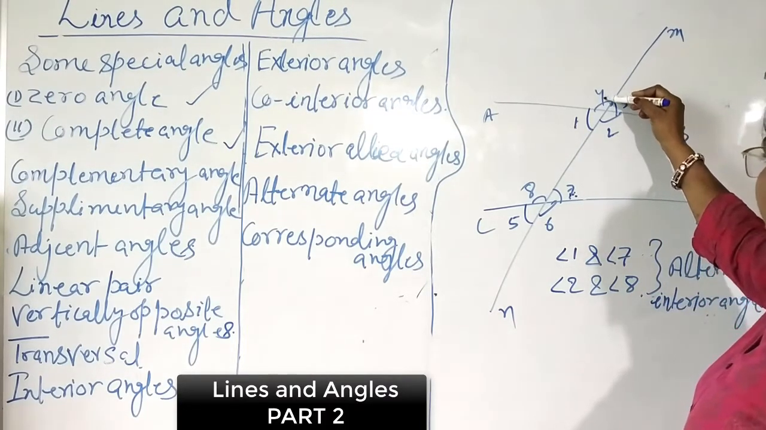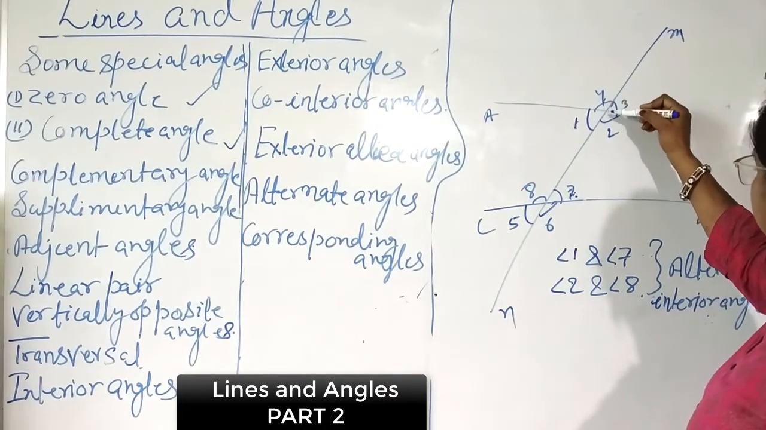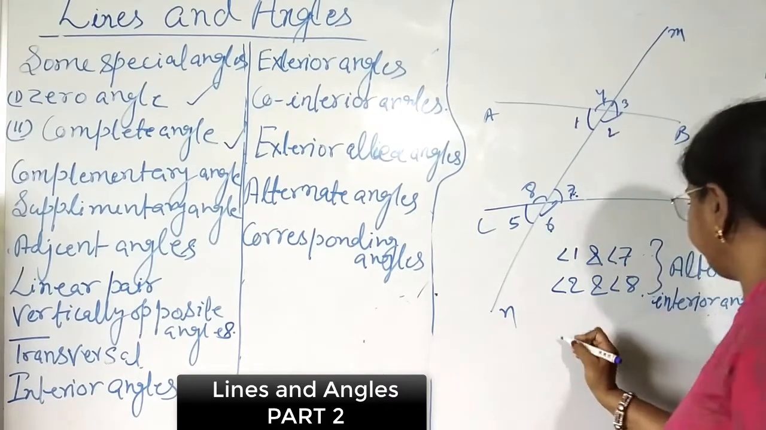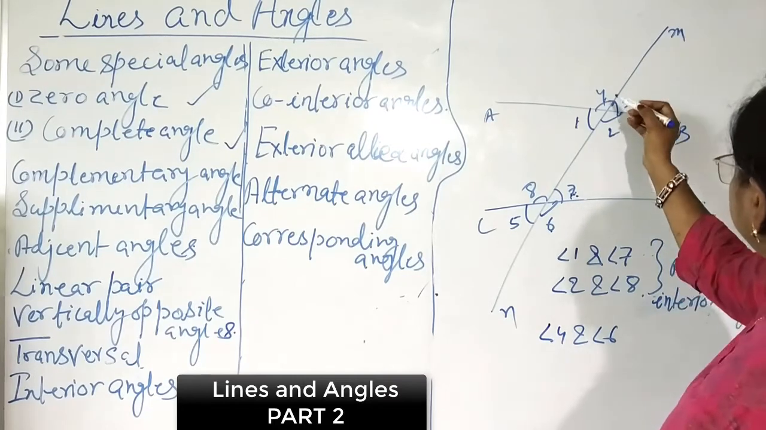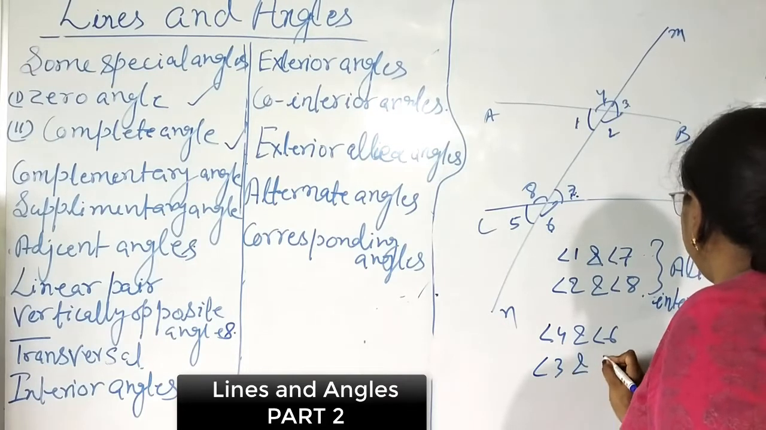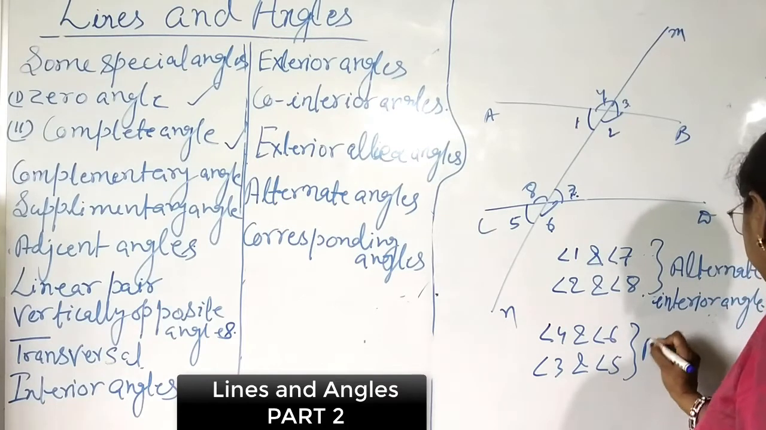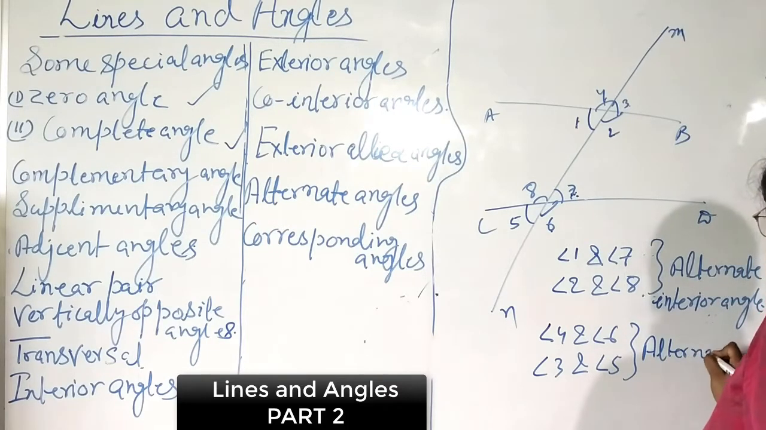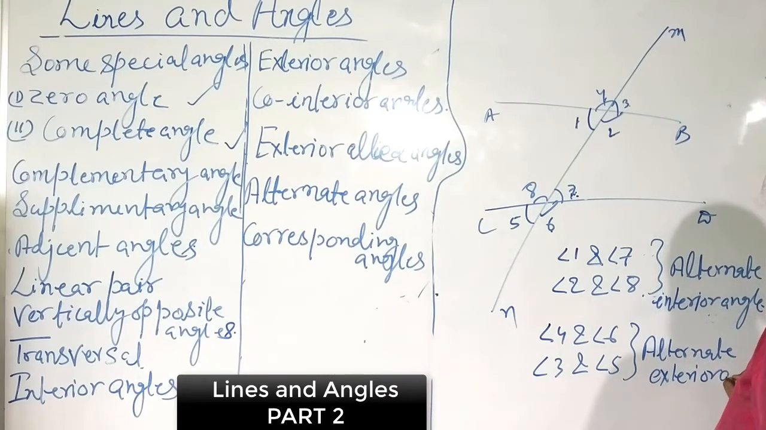Then angle 4 and angle 6, 4 and 6, and 3 and 5. Angle 3 and angle 5 are alternate exterior angles. These are alternate exterior angles.